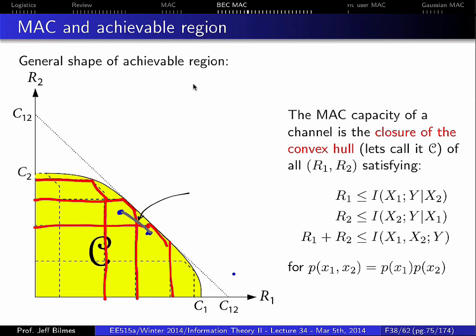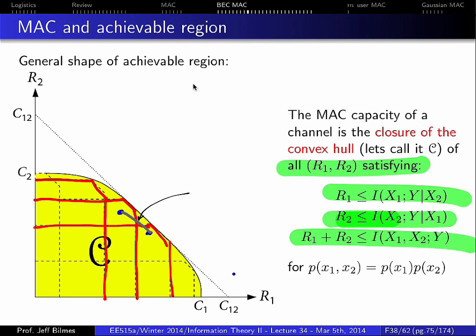Right, so it's the convex closure of all R1 satisfying these three things. Is that clear to everybody what we're saying? Sometimes it's a little bit tricky to even just understand the theorem.